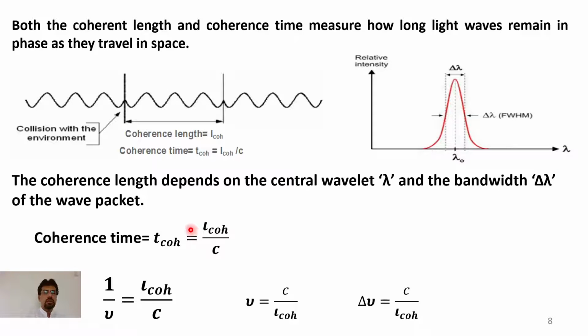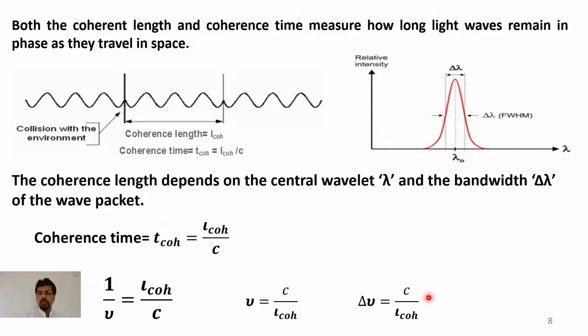Now the coherence time is given as L divided by c, that is, the coherence length divided by c, where c is the velocity. Therefore we can write the coherence time in terms of the frequency. The coherence time is the reciprocal of the frequency, so 1 divided by nu is equal to L coherence divided by c. So we get nu equal to c divided by L coherence.